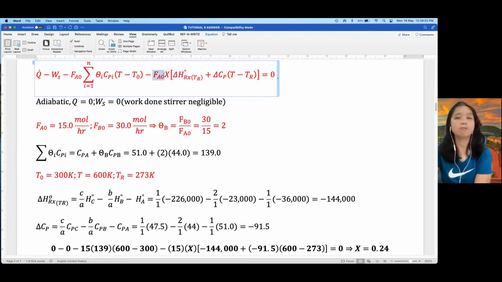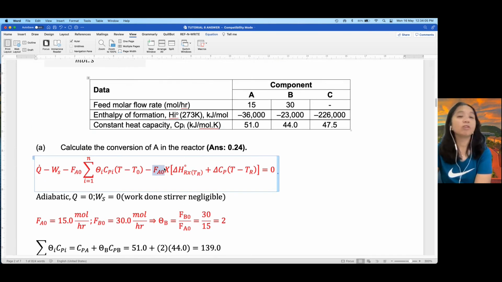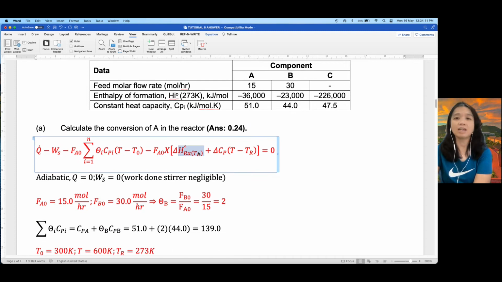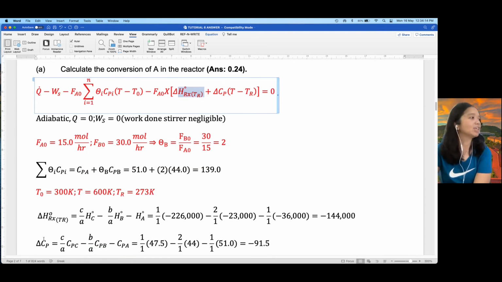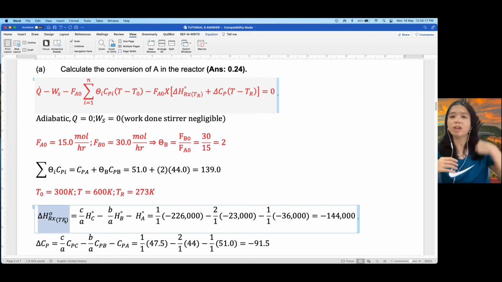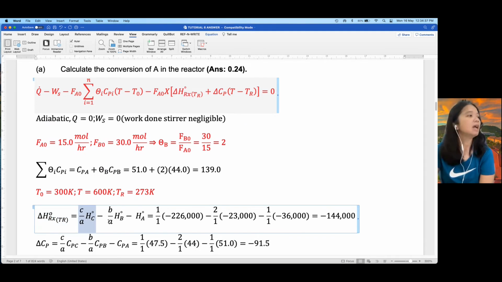So FA0 again, 15 from the table. X we want to find, so the X now we leave it as it is. Okay, next, heat of reaction. So enthalpy of reaction, similar concept. You have the delta. Delta means differences, so it's going to be positive for product, negative for reactant, and you must include the stoichiometric coefficient ratio. That's why it becomes C per A heat of formation of C, minus B per A heat of formation of B, minus heat of formation of A.